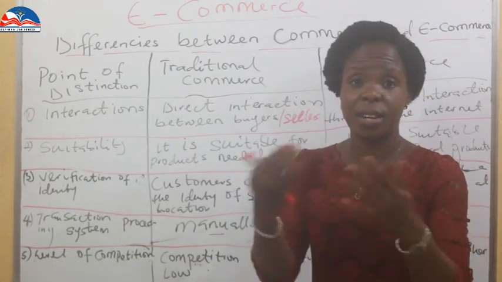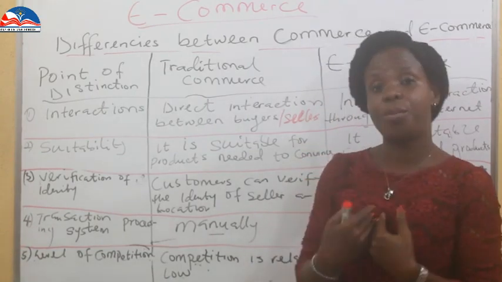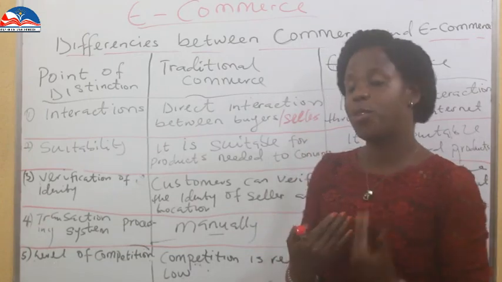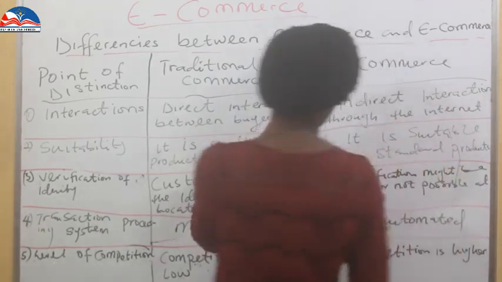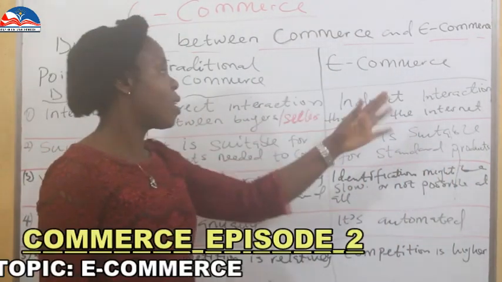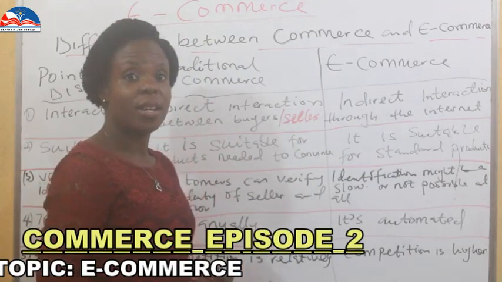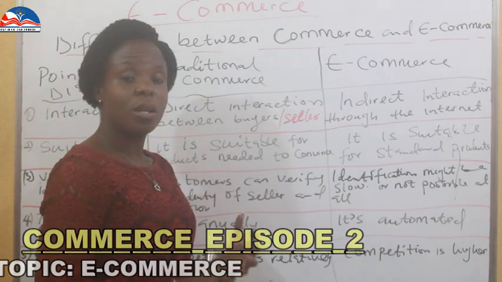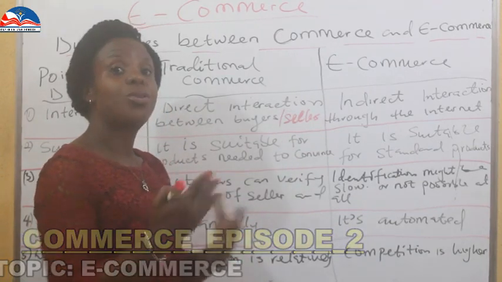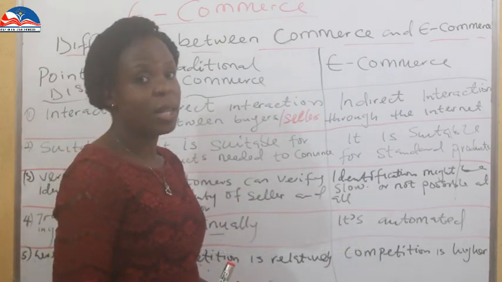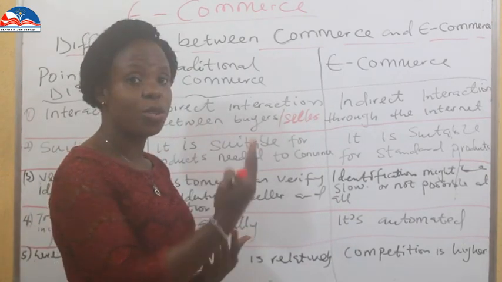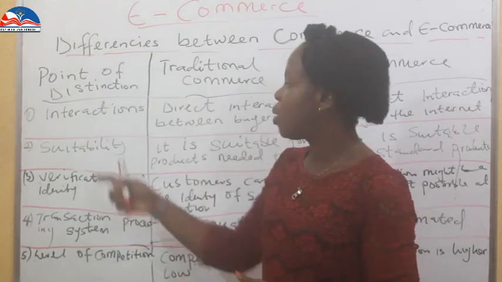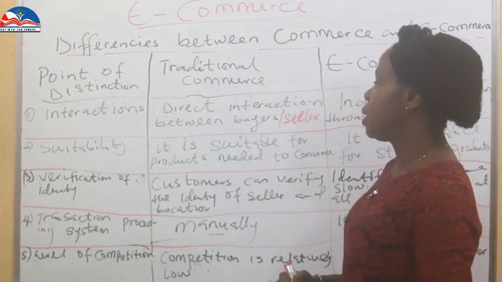There is direct interaction. I know your company, you know my company. We can have a one-on-one talk, face-to-face talk. But in e-commerce, it is indirect interaction through the internet. It can be via email, chat box, phone call, but you don't know your buyer or your seller. You don't have a one-on-one face-to-face interaction.